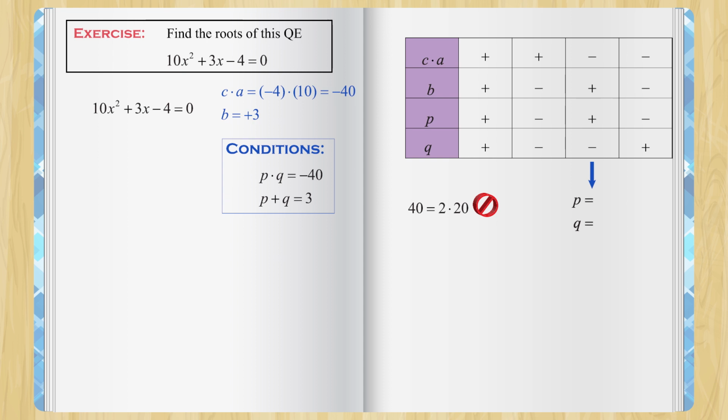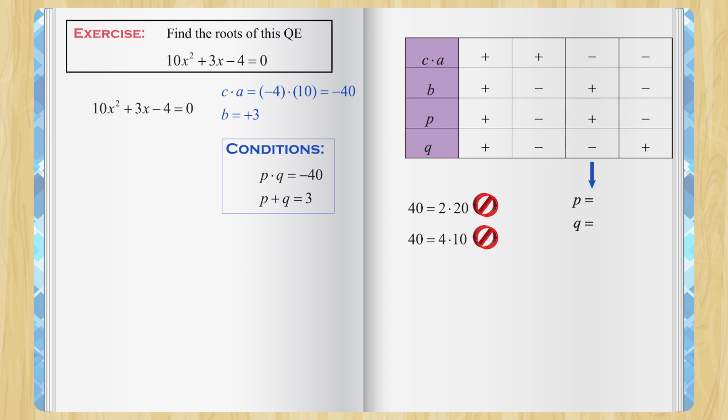After 2 we can try 3, but it does not go into 40. So moving on. 4. 4 times 10 is 40. Let's write it down. Remember to write the bigger number first, so 10 goes first, then goes 4. Now uncover the signs. Check if it satisfies the conditions. You will notice that it does not satisfy the second condition. +10 plus -4 is +6. So this combination is also incorrect.